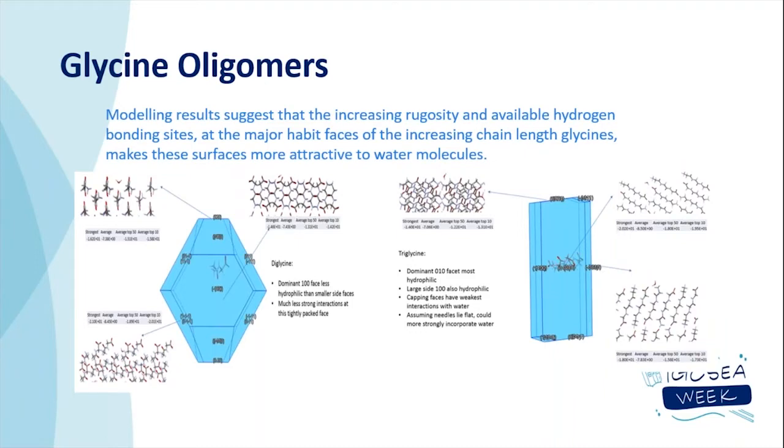So some initial modeling was done to look at the structure of these different materials. We have the full structure here for diglycine and triglycine. The modeling suggests that there's an increase in available hydrogen bonding sites, and the major habit faces of the increasing chain length glycines make these surfaces more attractive to water molecules. So the different chain lengths would suggest a different dominant site at the surface that is available to the water molecules.